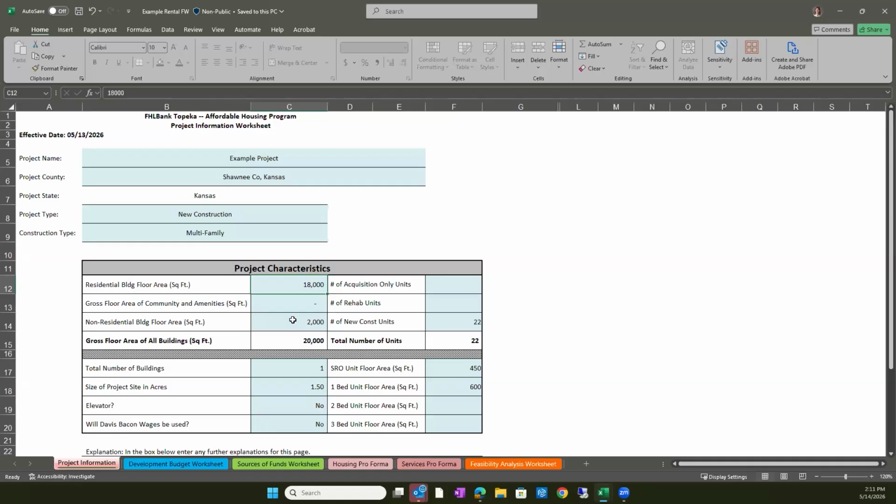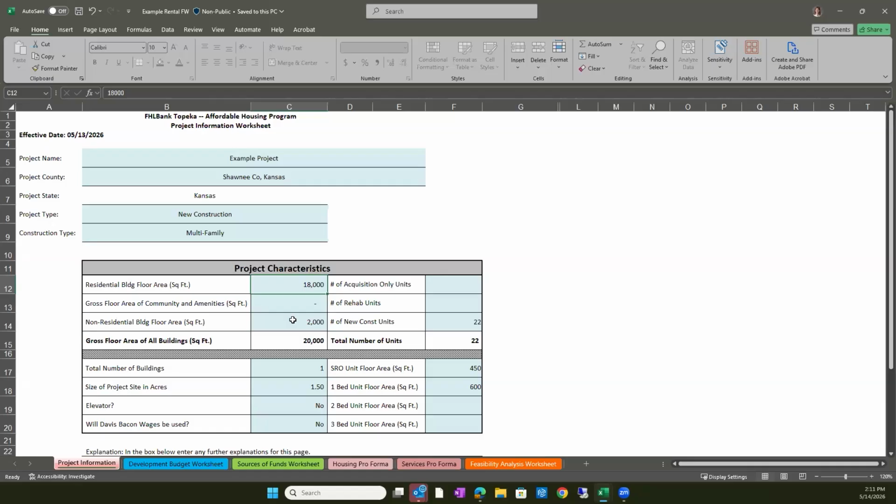The reason that this differentiation is really important is that non-residential space is not considered eligible to receive AHP subsidy. So when you enter the square footages here, that's going to impact how we divide out the costs in your development budget to determine how much of your costs are allocated to non-residential space, so that we can determine how much AHP subsidy we are able to provide. So again, please make sure to check if you actually qualify under the definition of non-residential before marking square footage there.